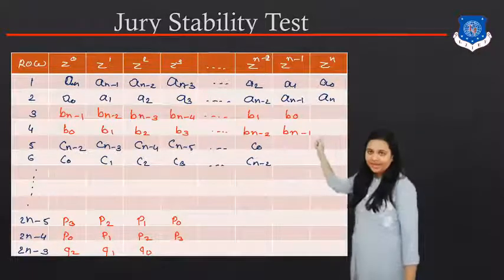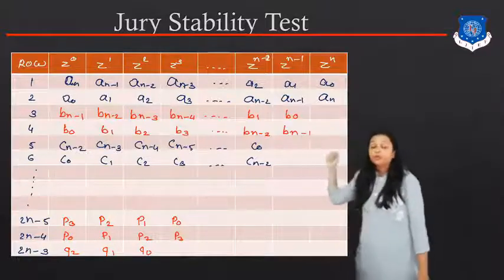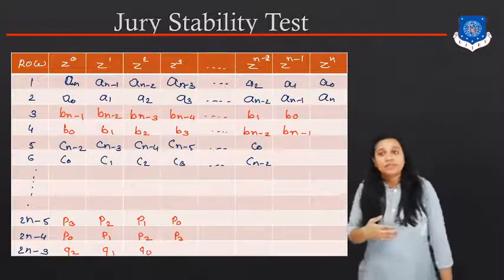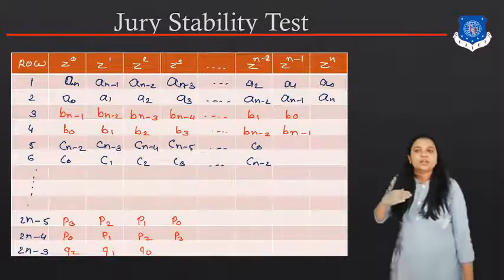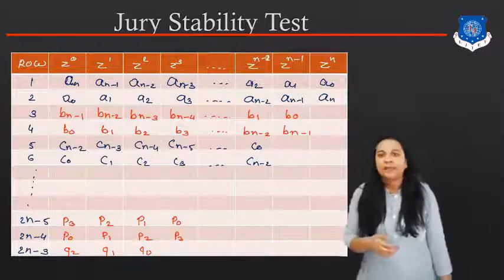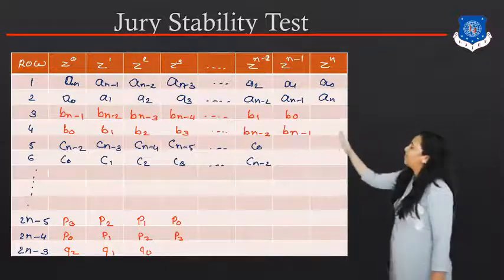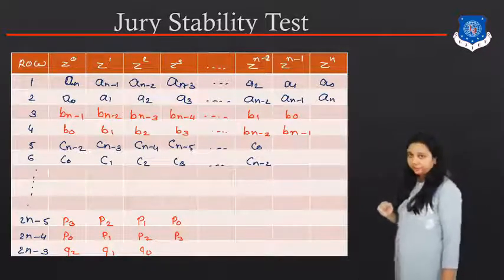So it is bn minus 1, bn minus 2, bn minus 3 up to b1, b0. In the question or in the system, they will give only the information about the first row. After that, we have to apply the formula using the Jury stability test, and then we have to write the value of bn minus 1, bn minus 2 up to b1, b0.